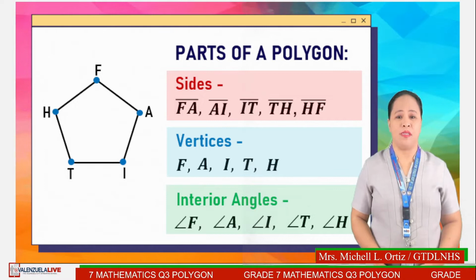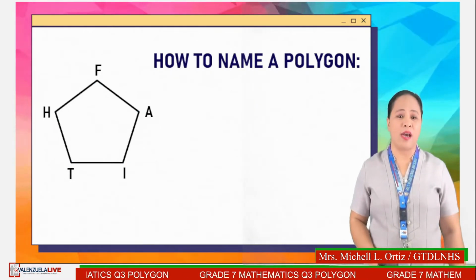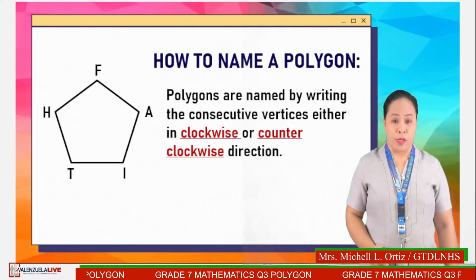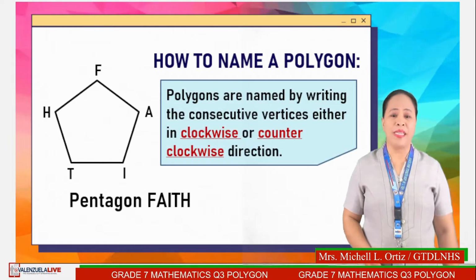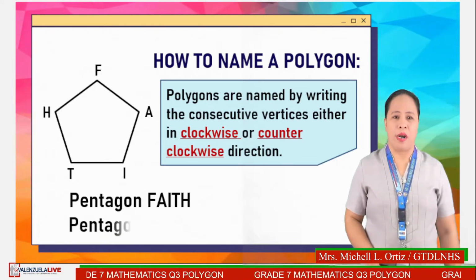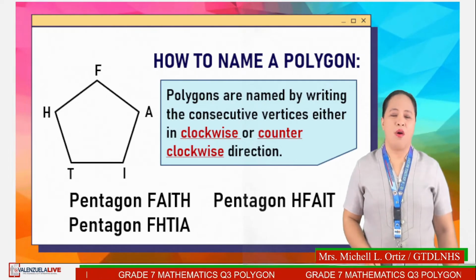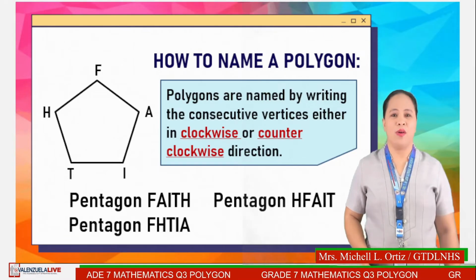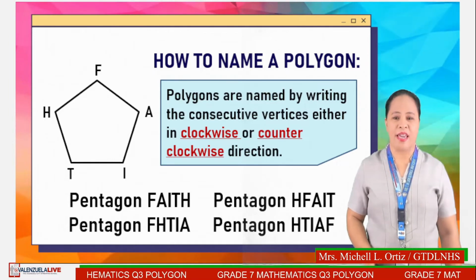Polygons are named by writing the consecutive vertices either in clockwise or counterclockwise direction. The given polygon can be named as pentagon FAITH or pentagon FHTIA or pentagon HFAIT or pentagon HTIAF.